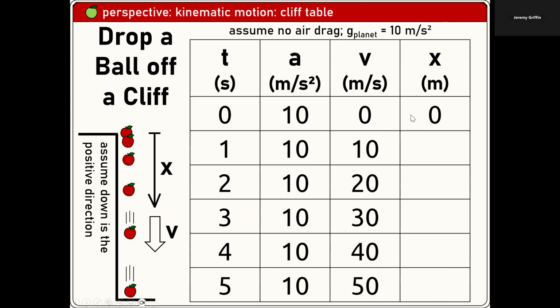Okay, and I'm going to define the top of the cliff as 0.0. The question is how far has the ball fallen from there? 5. Yeah, here's your 5 right here. 5 meters. You guys know, of course, all these numbers have units attached to them, which I embedded in the title column. So meters. That comes from 1/2 a t squared. So 1/2 times 10 times 1 squared. Okay, 5 meters. How about after 2 seconds? How far?